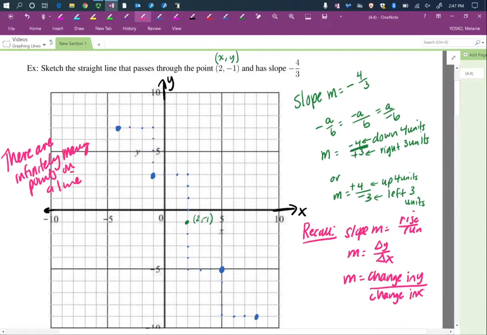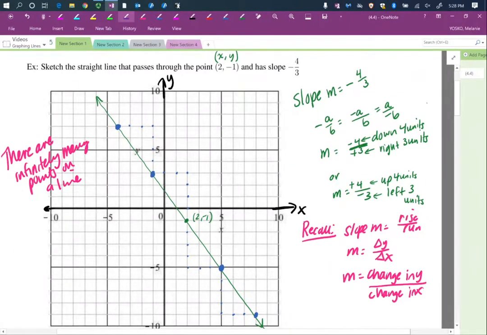We just found some that ended up with nice integers to plot. Okay, so we're going to connect this with a straight line. I'm going to use a ruler. Okay, so we have a beautiful straight line like this. Let's go ahead and figure out how we would actually write the equation of the line. So I'm going to scroll down a little bit and we're going to do it down here.